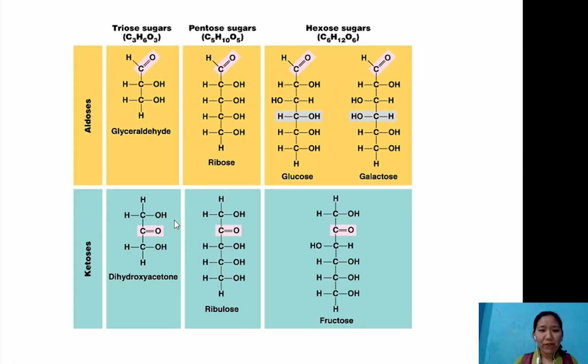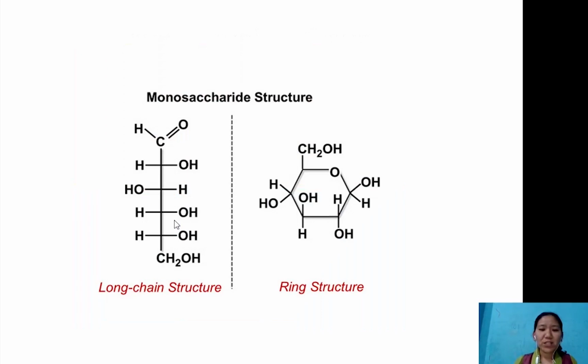Now this monosaccharide can be written like this, as a long chain, or it can form a ring structure like this. So it can be a long chain structure or a ring structure, but the number of carbons will be the same. In this example, again, 1 carbon, 2, 3, 4, 5, 6. This is a hexose. Here this is oxygen, right? So here 1, 2, 3, 4, 5, 6. So this is a ring structure.